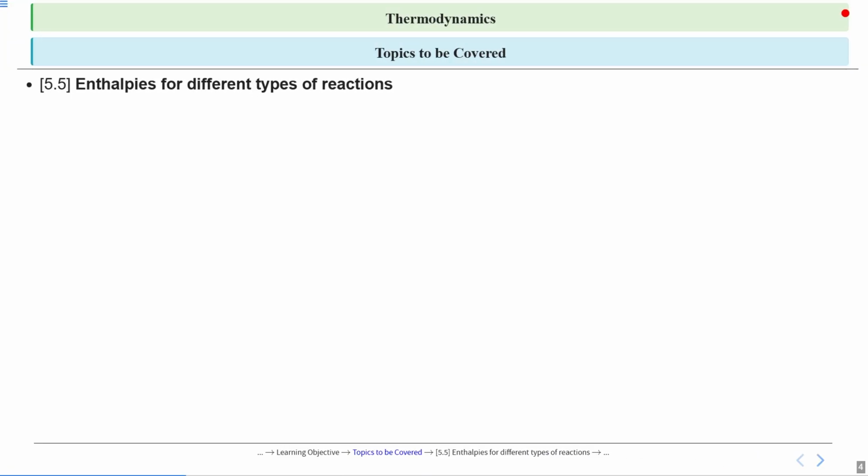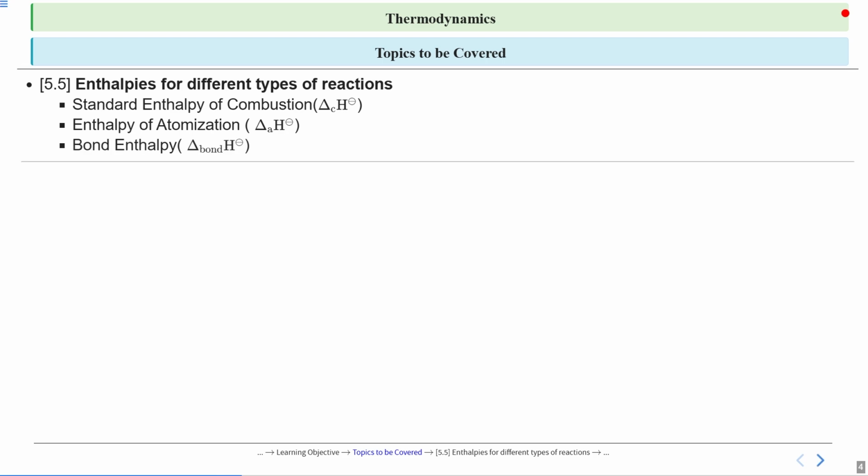If I map all of these topics according to the NCERT, then first of all, we will cover 5.5, which is enthalpies for different types of reaction, in which we will see the standard enthalpy of combustion, the enthalpy of atomization, then the bond enthalpy. So these are the three types that we will study today. So let us start our discussion on these three types of reaction.